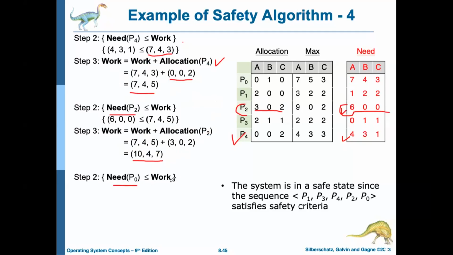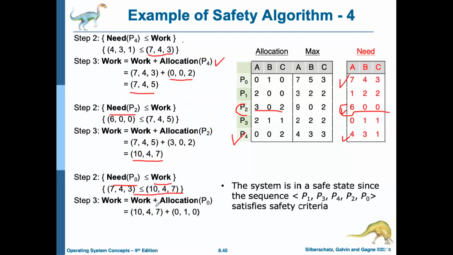Then go to step 2, which is for P0 again. Check the work's current value. Now 7, 4, 3. Check, is it true or not? True or false? The answer is yes. So allocate. Then the work gets a new value, 10, 5, 7.